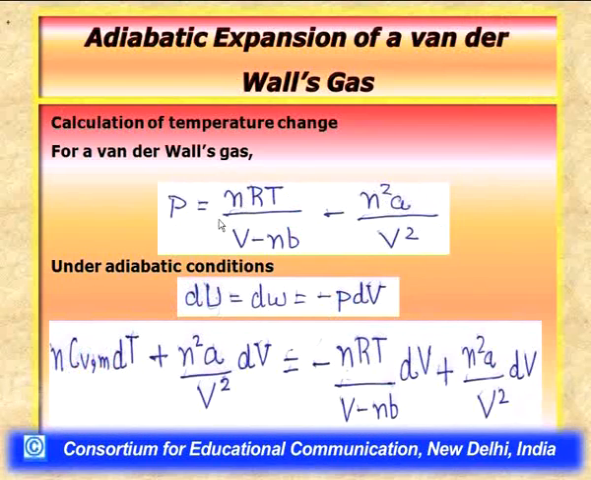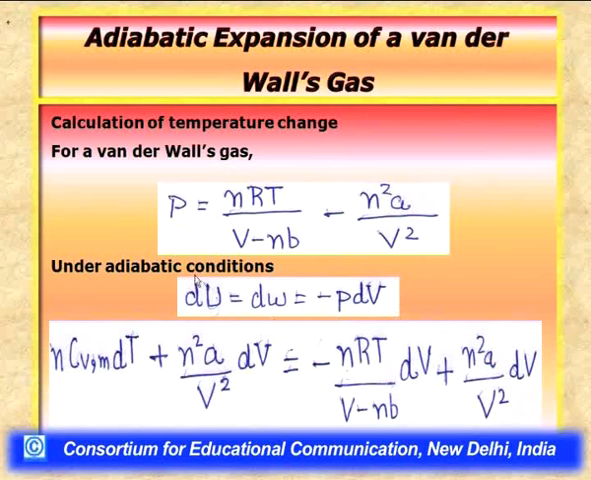So, for this let us discuss how to calculate the temperature change, that is the final temperature of the system. For a van der Waals gas, let us again consider the van der Waals equation, that is P equal to nRT by V minus nb minus n square a by V square. Under adiabatic condition, dU equal to dW. Why? Because Q is 0 and dW equal to minus P dV.